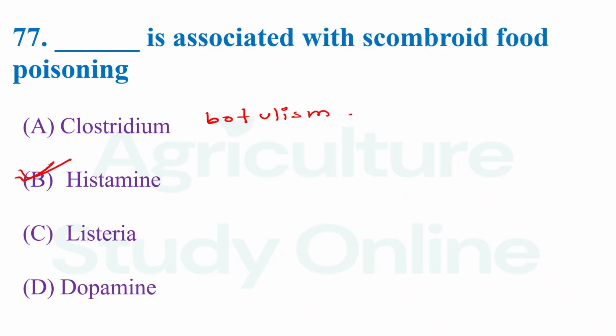Histamine. So this is the correct option, since it is formed by decarboxylation of histidine in fish, which is common in tuna or sardines, and it causes flushing, headaches, rashes, and burning sensations. So it is known as scombroid poisoning. Listeria causes listeriosis. And dopamine is a neurotransmitter. So the correct option is option number B, that is histamine.